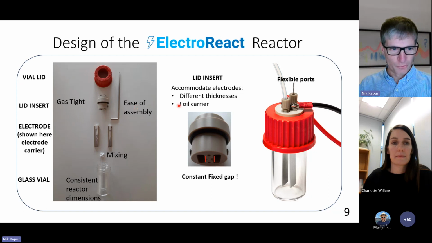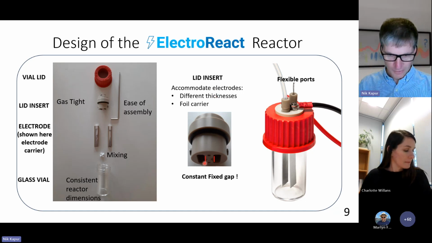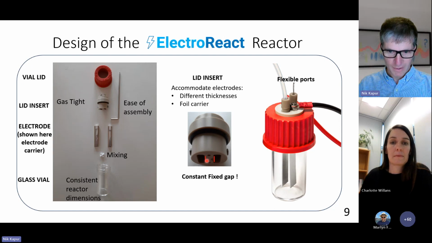I'll just talk a little bit about the lid insert. This has been designed to allow for different thickness electrodes in there. Because the electrodes are referenced on the inner surface, you've always got this fixed gap. So even if your electrode was thicker, you would still have this fixed gap between them. We can also use this foil carrier, which I'll mention in a few slides. And Charlotte's already talked about this briefly, but on top of the vial lid are the 2 ports that we can use. You can see 2 electrical connections and 2 ports, and we can configure those in a variety of different ways.